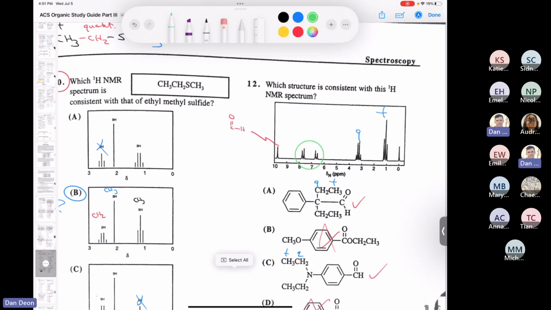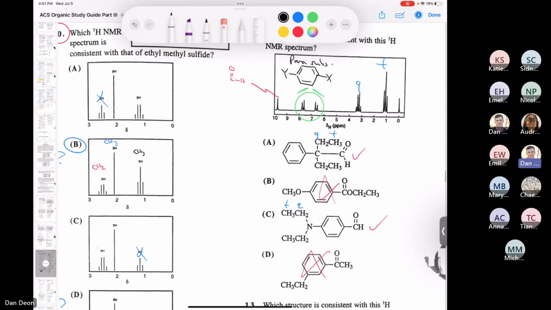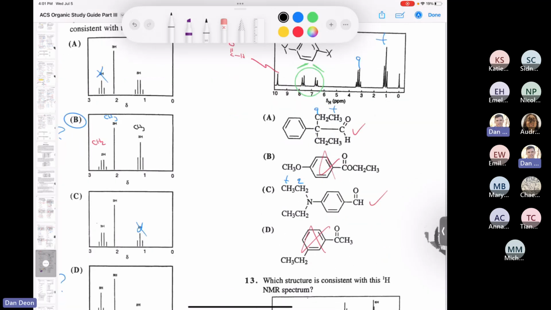When you have a doublet of doublets that are kind of tilted in towards each other like this, does anybody remember what that means? It means you have a 1,4 substituted ring, don't you? You have something like this, right? So you have an X and a Y over here, right? We call that para substitution. There you go. Yeah, para substitution. And so the answer is going to be C, right? Because C is the only one that has para substitution. Can't be A because A is only mono substituted.